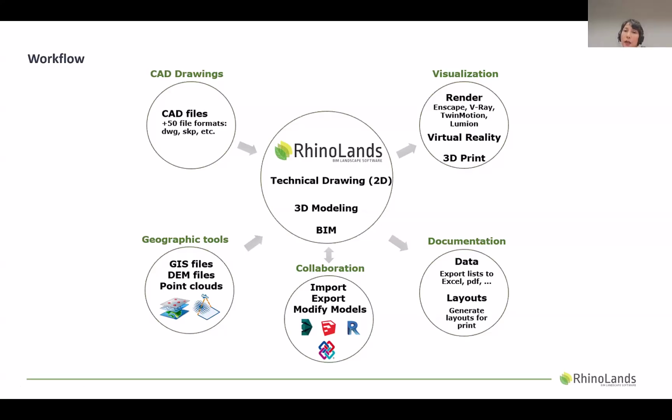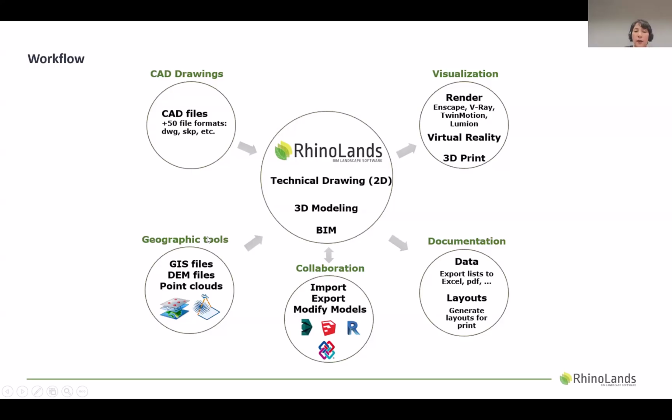So you open your drawing, your DWG file, for example, and then you continue inserting blocks and inserting RhinoLands objects. Continuing, for visualization, you can shoot a render using Enscape, V-Ray, Twinmotion, Lumion, or use a virtual reality headset, or print your project with a 3D printer. For documentation, you can export your documents to Excel or PDF, or generate your layouts directly inside the program. You may collaborate with other programs, importing and exporting files from Revit, SketchUp, or 3D Max through IFC or through Inside Revit technology.